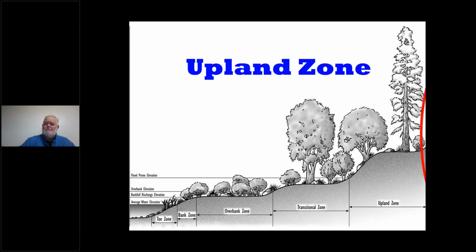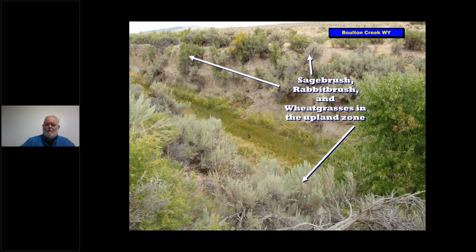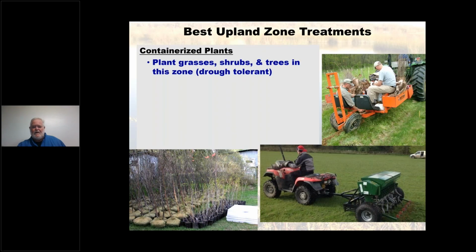The upland zone, that should be what everybody's familiar with. That's where you get out of the water, where the water provides additional help for the plants. And in the upland zone, you're going to plant grasses, shrubs, and trees, but generally they're going to be drought tolerant, and that's something that's important.